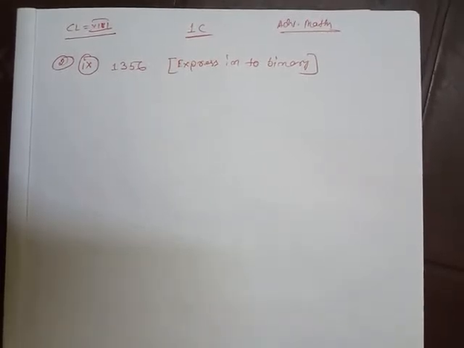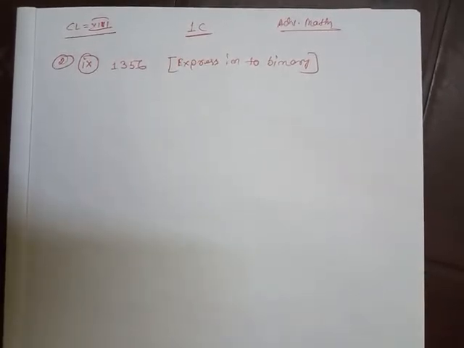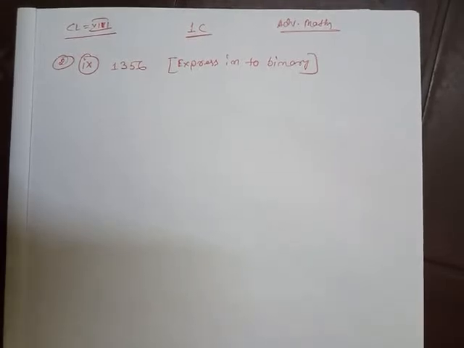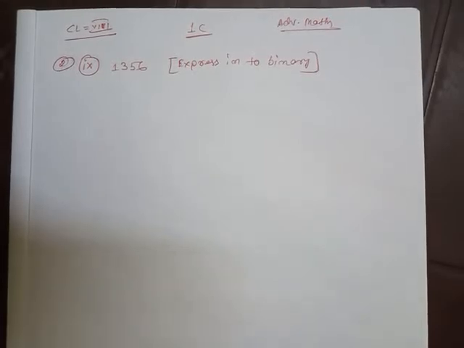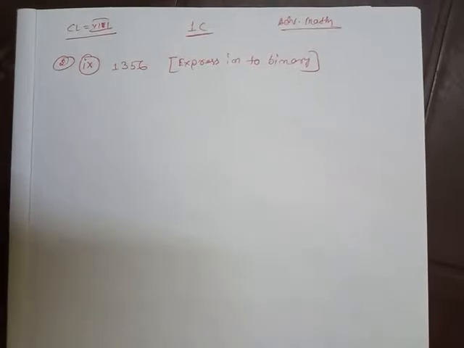Hello students, today we are going to solve exercise 1C, class 8 advanced maths, question number 2, Roman 9: 1356 is the value. We have to convert it into the binary system, which means the base of 2. Now students, 1356 is given in the decimal format. We have to convert it into the binary. Now how to solve it?